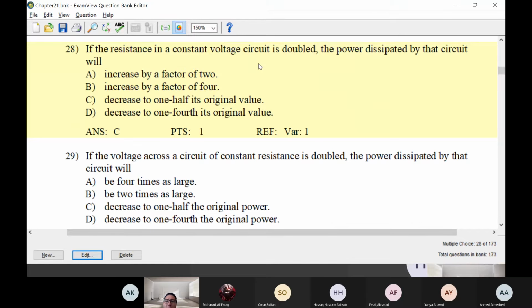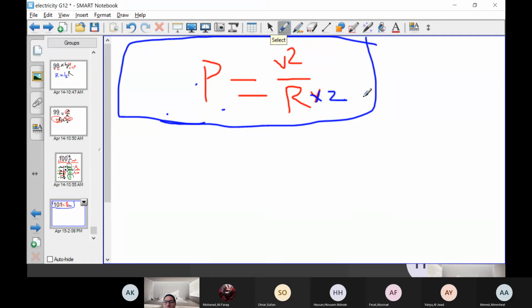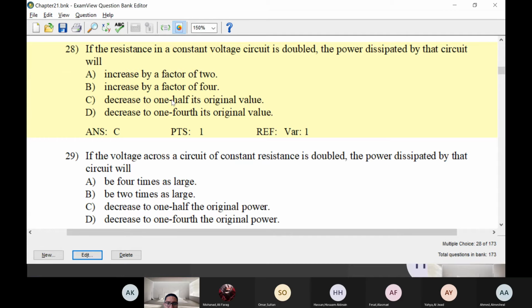So here the resistance is doubled. Let's come here. Resistance is doubled by factor of 2. Okay. So if this is doubled, this must be decreased to half. So we misunderstood the question here because it's not saying in 28 that voltage is doubled. If the resistance in a constant voltage circuit is doubled, so the voltage is constant and the resistance is doubled, the power dissipated will be decreased to half. So the answer is decreased to 1/2. So the answer is C.